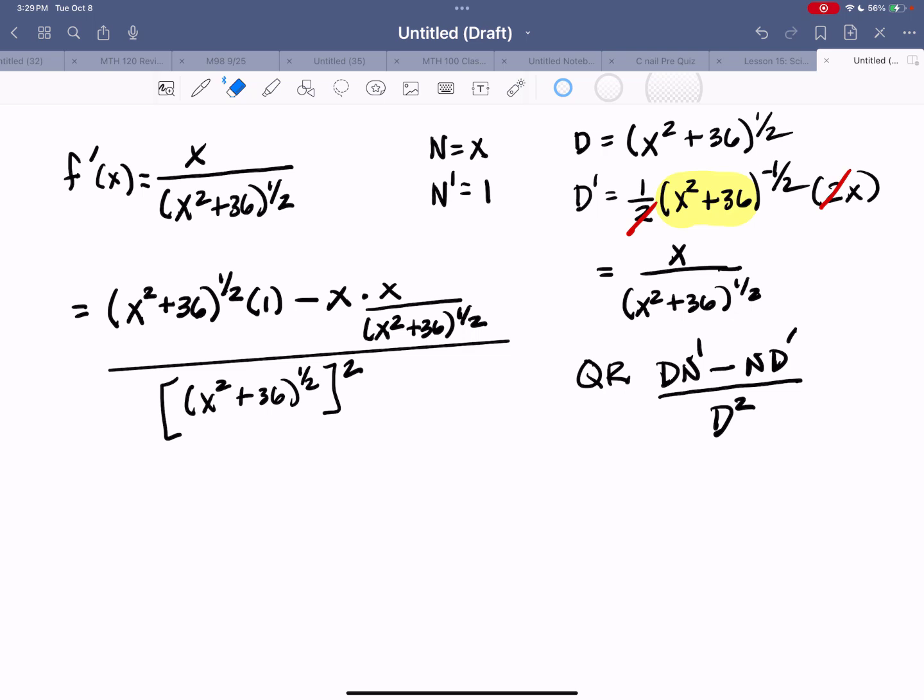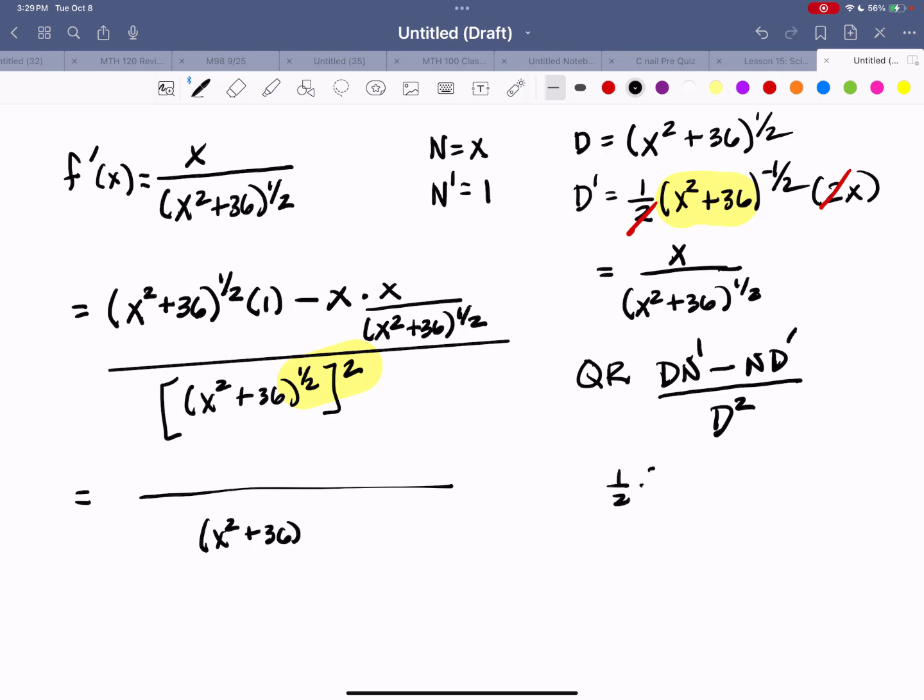And when you raise a power to a power, we multiply those, and so we just end up with our denominator of x squared plus 36 to the 1, because 1/2 times 2 is 1. Now I'm going to clean up my numerator a little bit, and I'm going to write that second one with a negative exponent so that I don't have a complex fraction. I don't want a fraction in a fraction. I'm going to write that as x squared, x times x, and then I'm going to write x squared plus 36 to the minus 1/2.